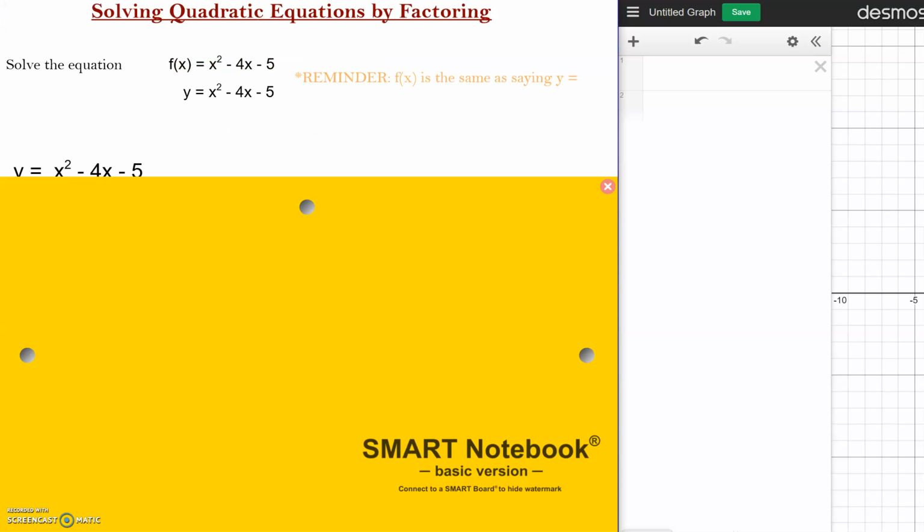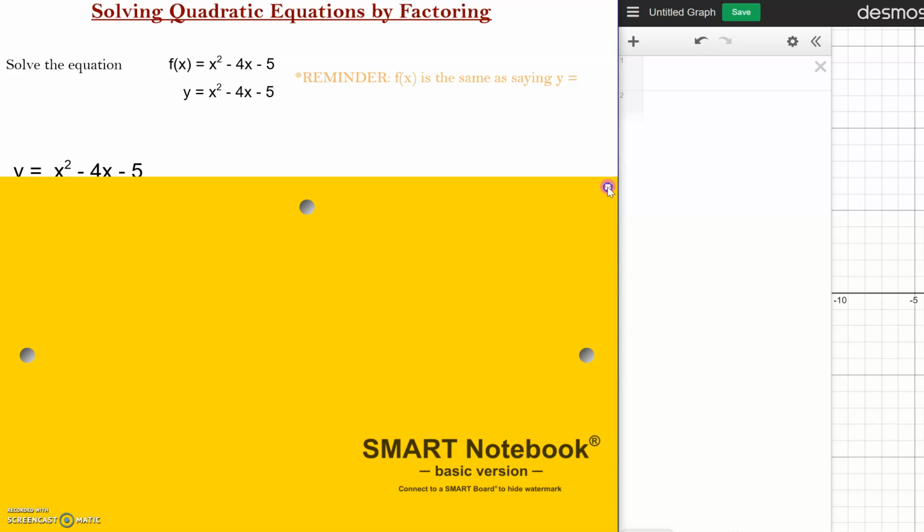So this is example number 1. It's the same exact example we just did. It just looks a little different. So they're going to give us equations. They may say f of x is equal to, and they give us our expression. I just need you to remember that f of x is the same thing as saying y equals. So we're now going to solve this equation.